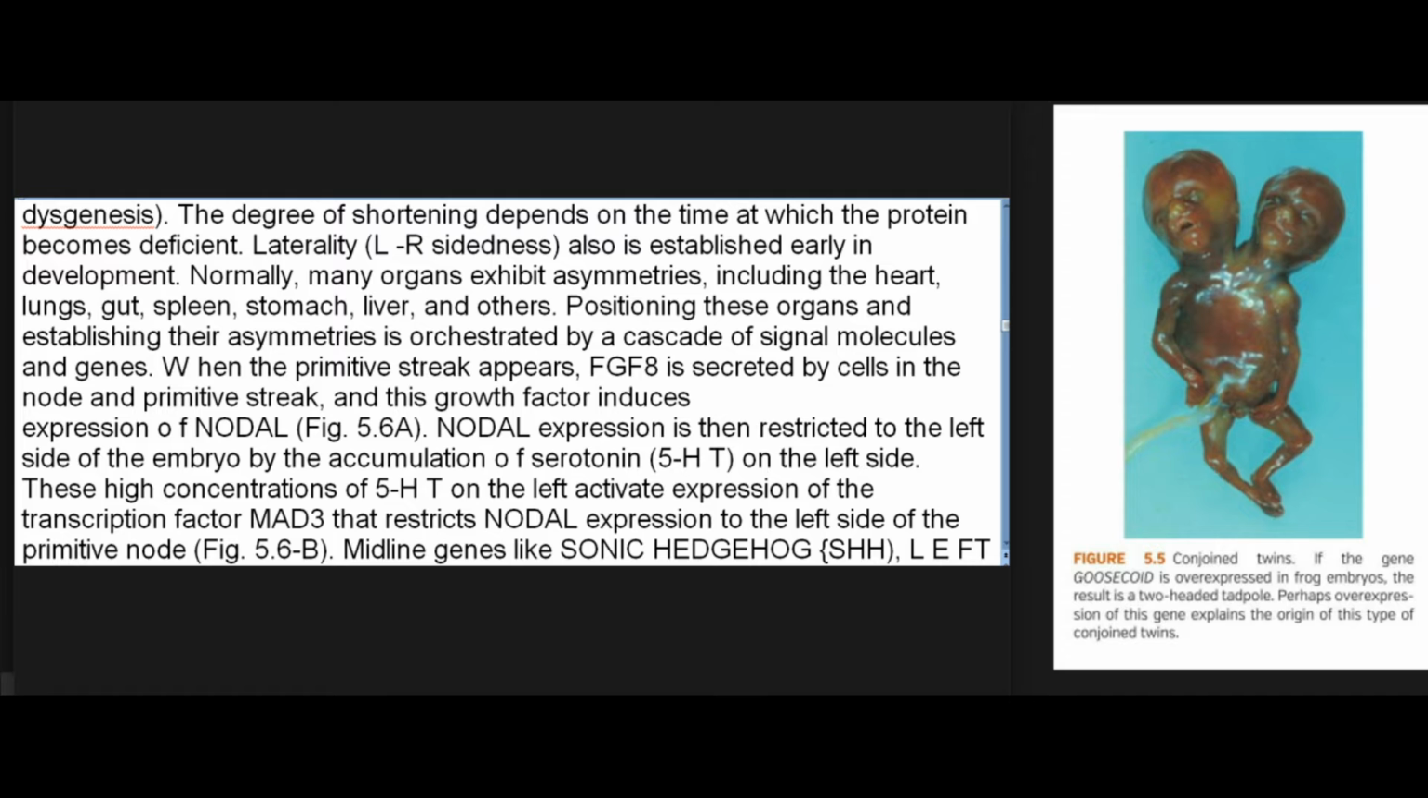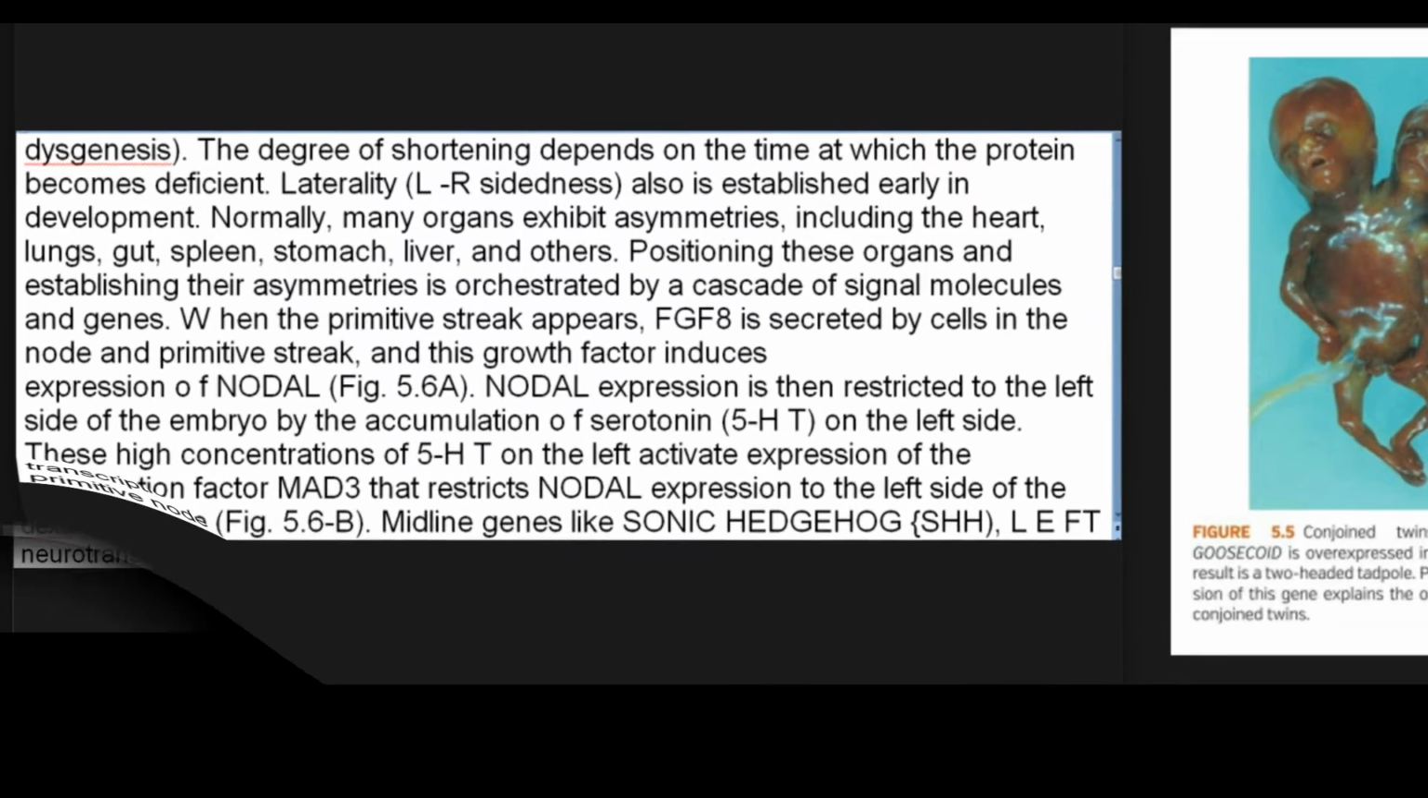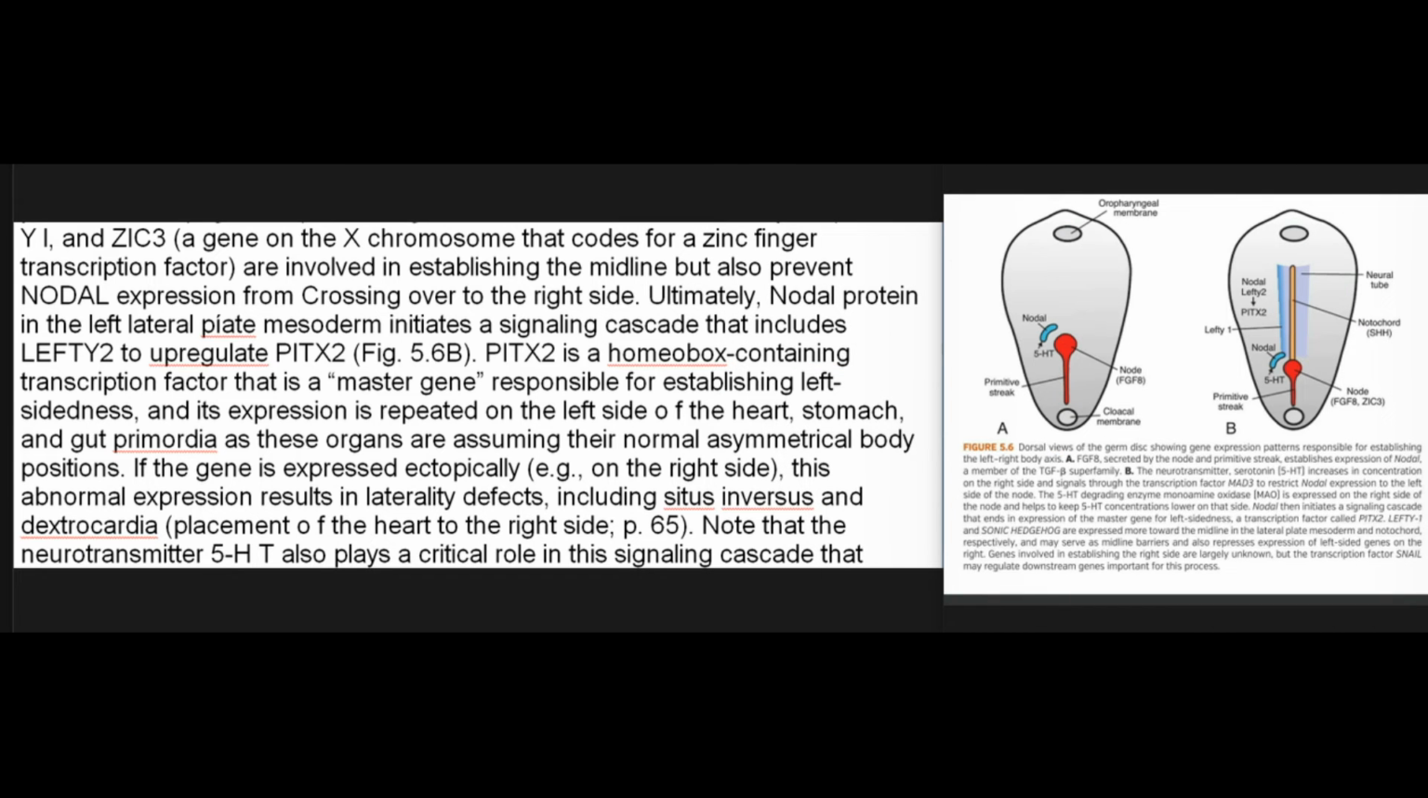Nodal expression is then restricted to the left side of the embryo by the accumulation of serotonin, 5-HT, on the left side. These high concentrations of 5-HT on the left activate expression of the transcription factor MAD3 that restricts Nodal expression to the left side of the primitive node, Fig. 5.6b. Midline genes like sonic hedgehog, SHH, LEFTY1, and ZIC3, a gene on the X chromosome that codes for a zinc finger transcription factor, are involved in establishing the midline but also prevent Nodal expression from crossing over to the right side.